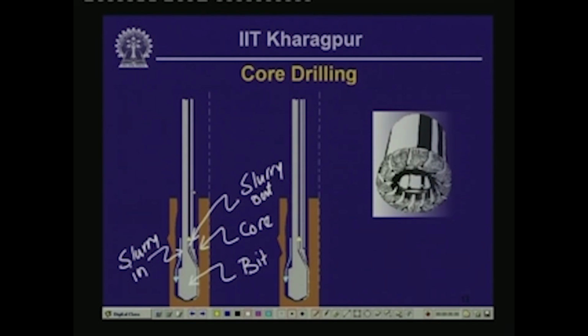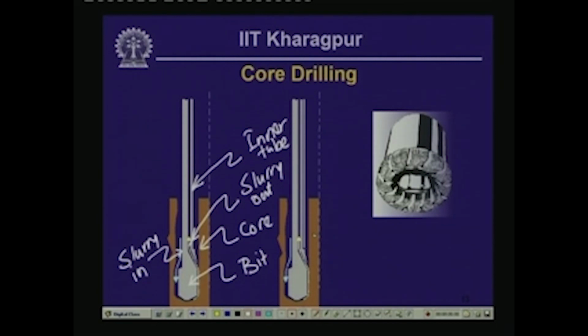So, by introducing an inner tube, we are not allowing the slurry that is flushed upward to come in direct contact with the core that is taken within the sampling tube. And because there is no direct contact between the slurry and the sample that is getting into the tube, the sampling disturbance is going to be minimized, it is hoped.